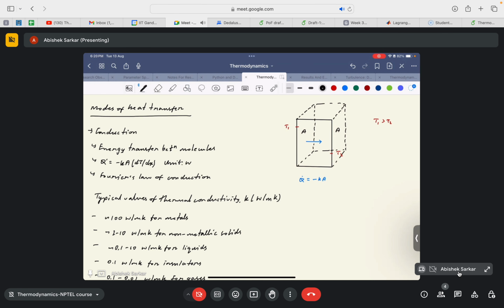Delta T by delta x will basically be the temperature difference between the two points, say T2 minus T1, over the length, say L. So this will be the net rate of heat transfer across this wall of length L having a temperature difference of T1 minus T2, or T2 minus T1.